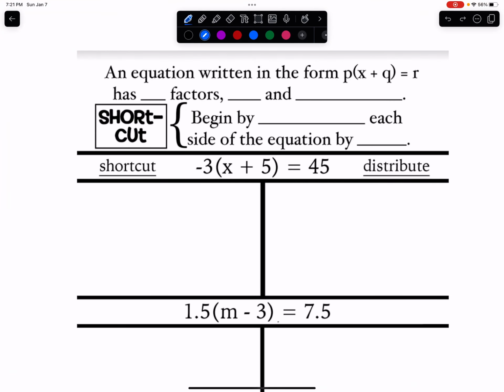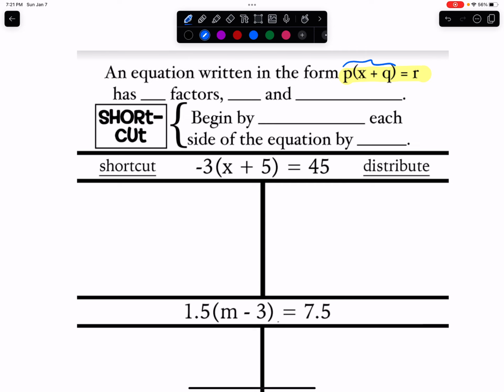All right, today we are continuing with solving equations. This time we're going to be solving an equation that's written in a particular form: p times the quantity x plus q equals r. So if you are familiar with your properties, you should recognize this as the distributive property, something we worked with when we learned about expressions.